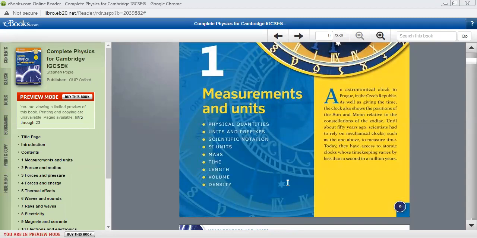So we have two topics. We're going to talk about physical quantities, and units and prefixes. I want you to try to do your own research and try to know about them. After that, we're going to see everything in detail, with explanation, animation and videos, okay?